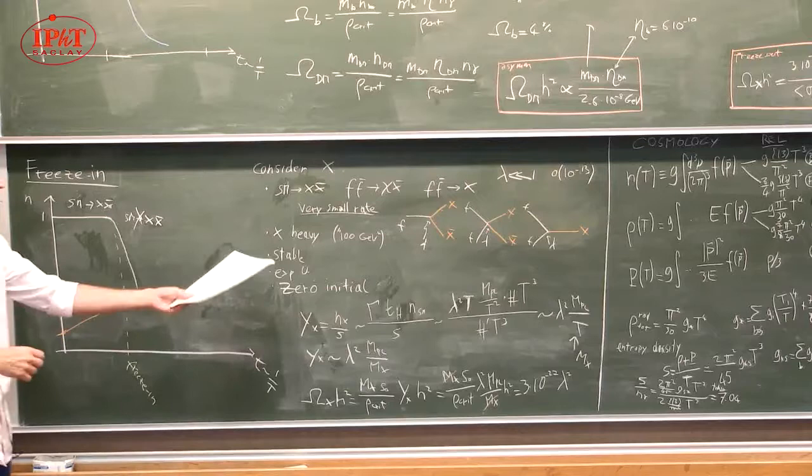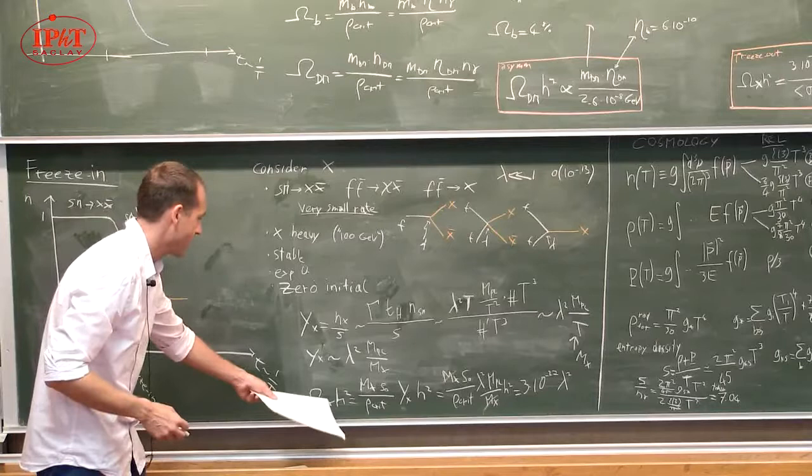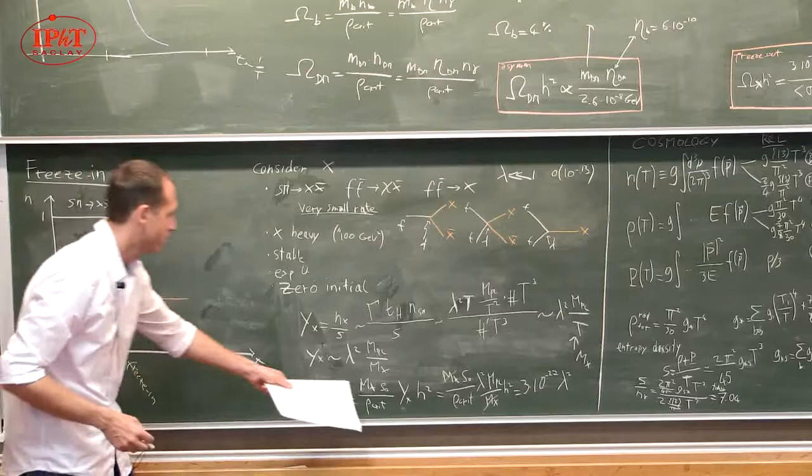S0 is the entropy density today. Yeah, so I'm just doing it faster, but say omega is rho dark matter divided by rho critical, but mass times number density. Number density is Y times s, and there you are.